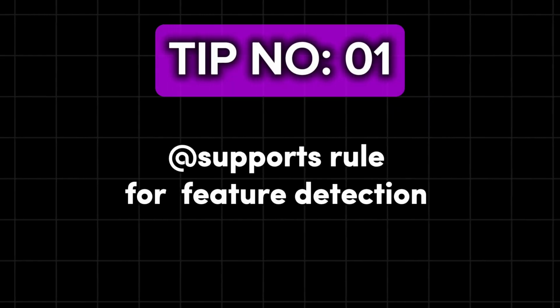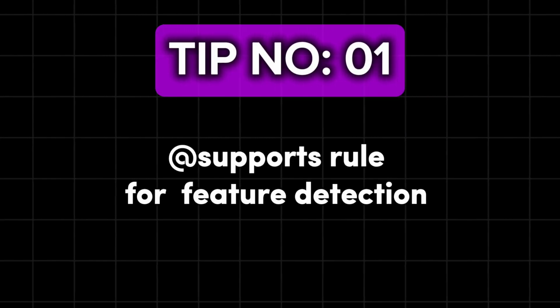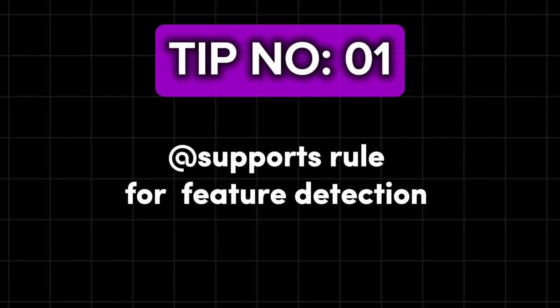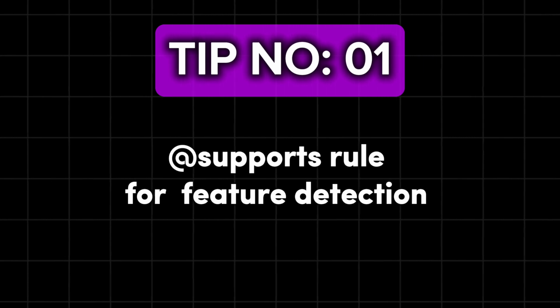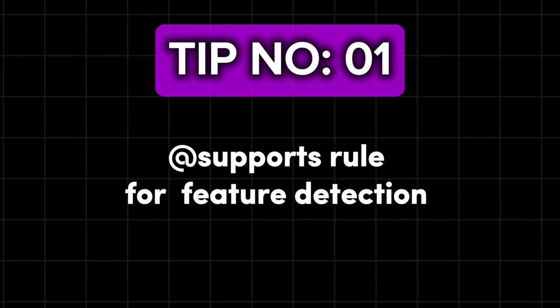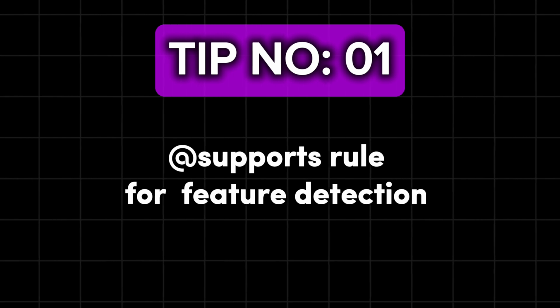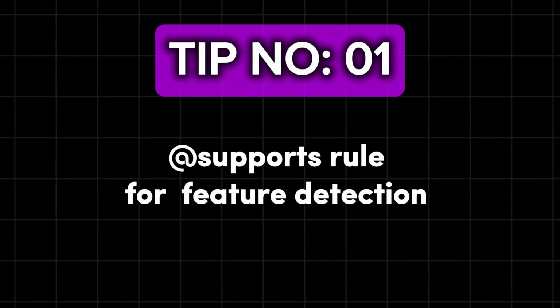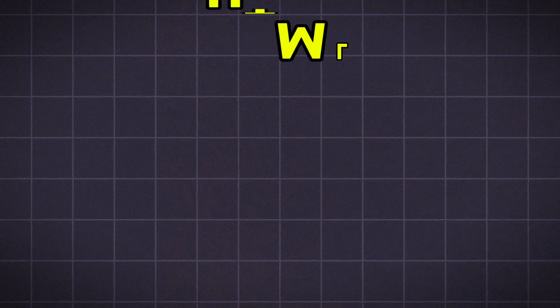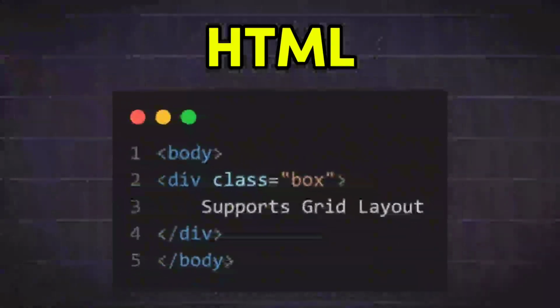Step number 1. Supports rule for feature detection. The supports rule in CSS is a powerful tool that allows you to check if a browser supports a certain CSS feature before applying it. By using this rule, you can provide fallback styles for browsers that don't support the feature, ensuring a better user experience for everyone. In this example, I've created a simple div with a class box.